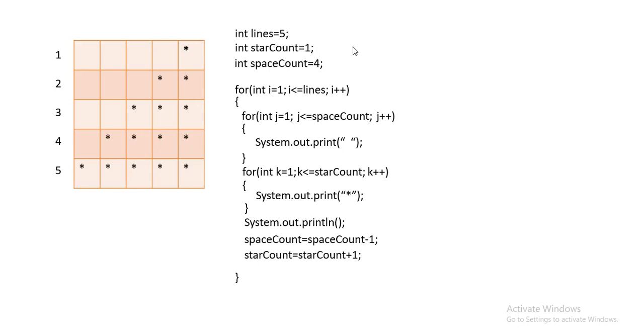Let's see the logic behind this. First of all, we have 3 variables with their values. Then we have a for loop with integer i equal to 1. So the first line is selected. Then i less than or equal to lines, 1 less than or equal to 5, checks the condition, it's true. So enter into this loop. Now we have a for loop with integer j equal to 1, j less than or equal to space count, 1 less than or equal to 4, condition true. So print out the space.